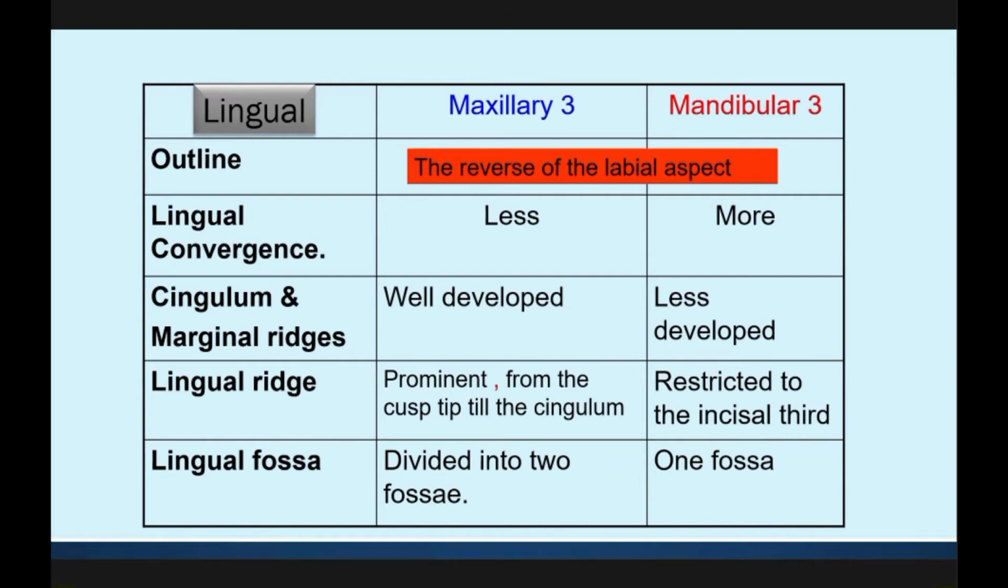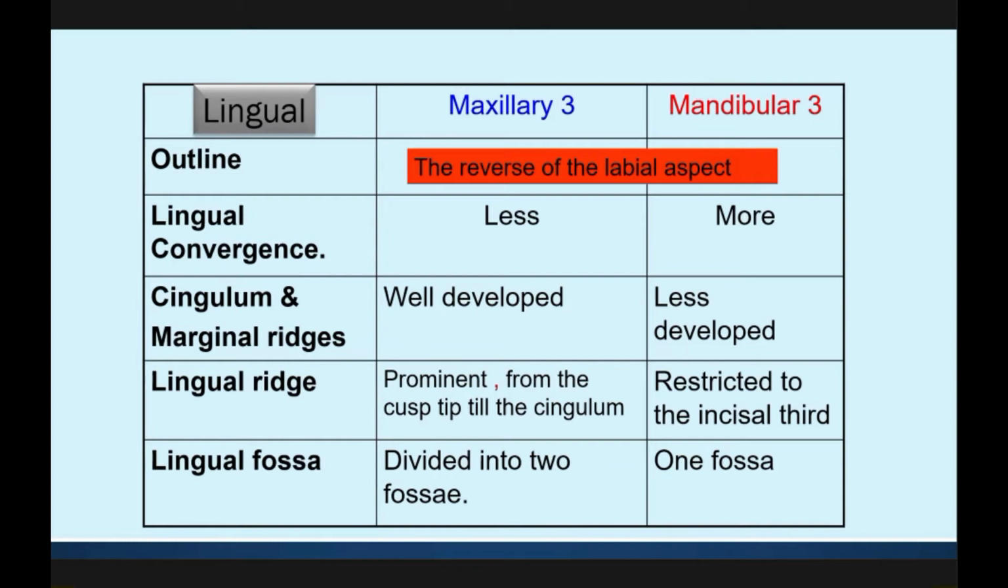Similar to the labial aspect: concave, convex, and concave for the maxillary canine, and for the mandibular canine, straight, but then concave and convex. So lingual convergence is present in the maxillary canine, but in comparison to the mandibular canine, the maxillary canine has less and the mandibular canine has more. So lingually, the mandibular canine is a little bit thinner.